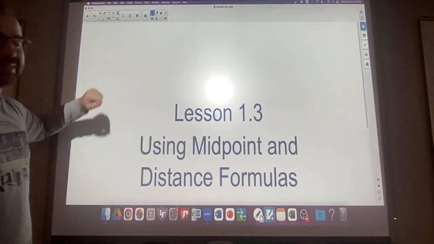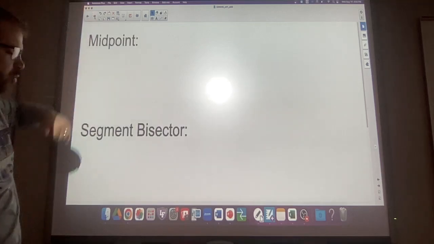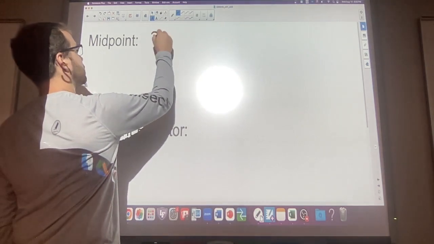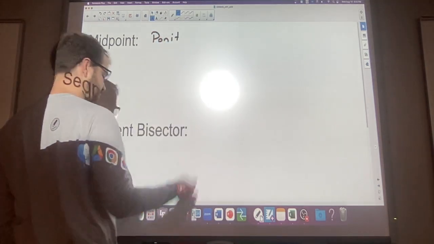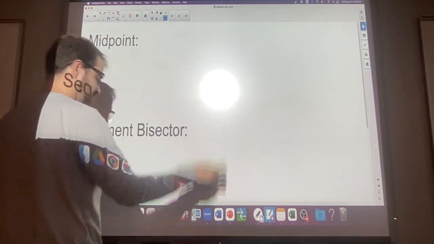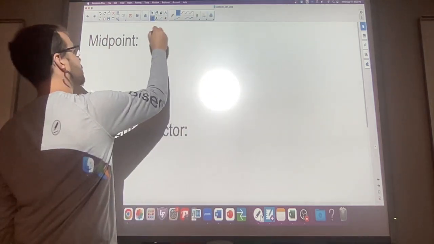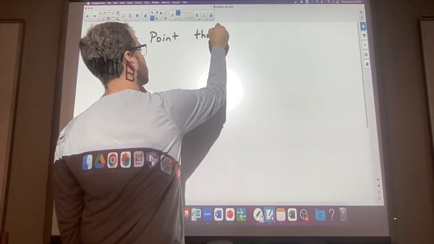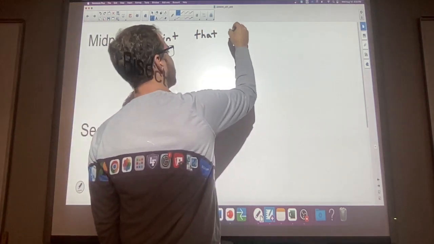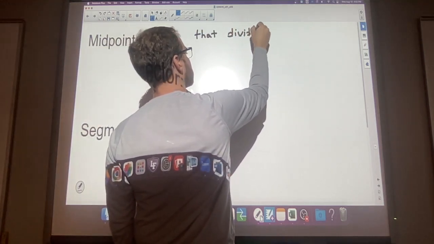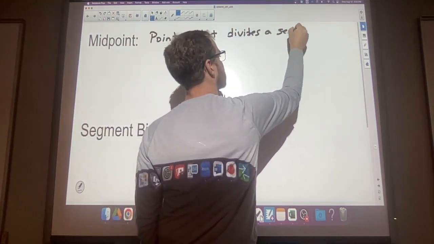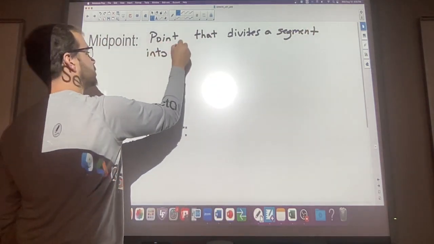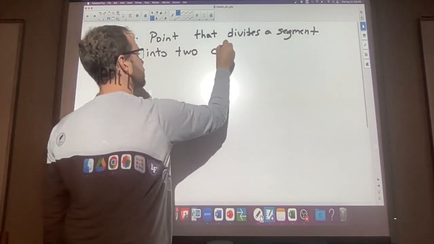All right, midpoint and distance formula. That's what we gotta learn today. All right, what is a midpoint? Okay. It is a point that divides a segment into 2 congruent segments.